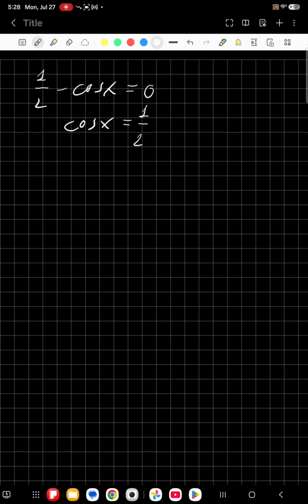Okay, so basically we need to solve this equation, figure out for what angle cosine is equal to half. And there's many ways to do it. My favorite way is just kind of to think about it. I don't recommend memorizing anything. Anyway, so cosine is adjacent over hypotenuse, right? So we can draw that special triangle here.